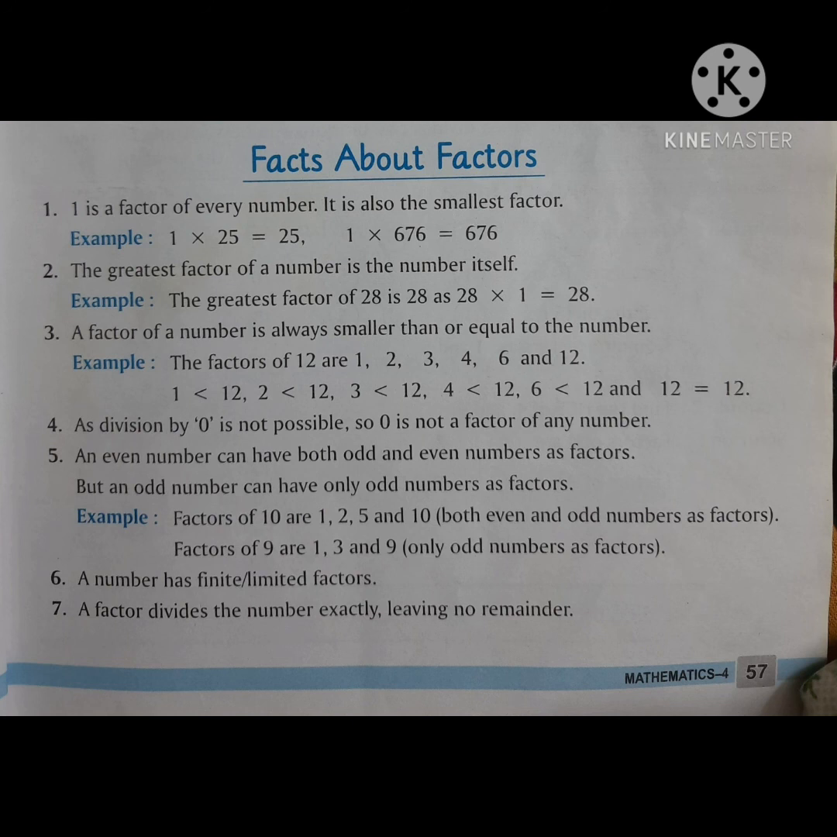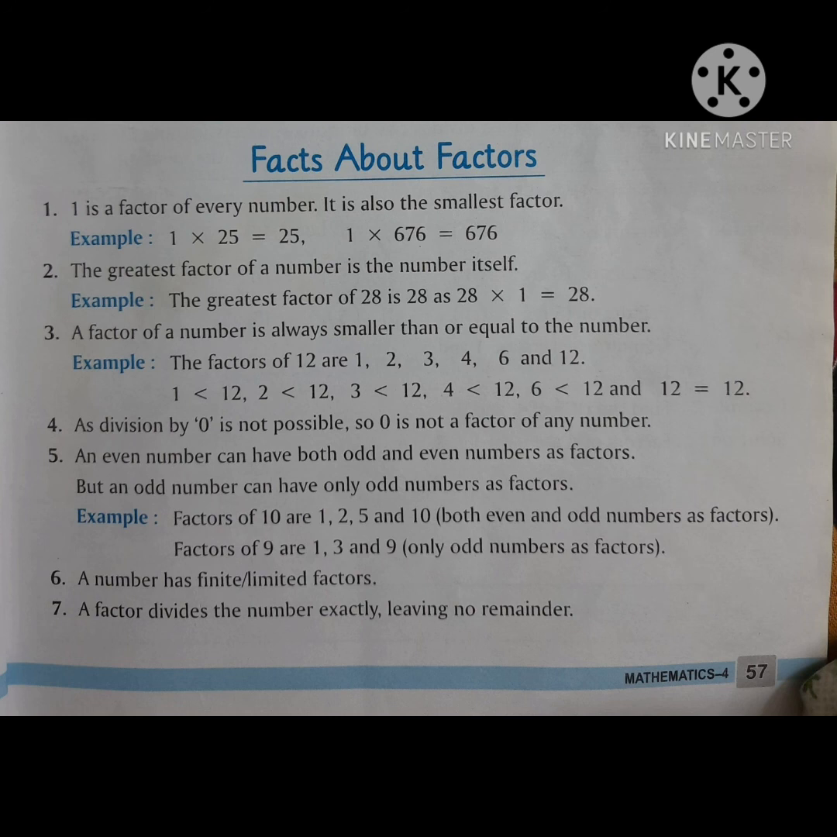First fact is 1 is a factor of every number. It is also the smallest factor. We know that every number has many factors, just like 25 has 1, 5, and 25 as its factors, right? So which is the smallest factor? 1 is the smallest factor, and any number can be divided by 1, right?